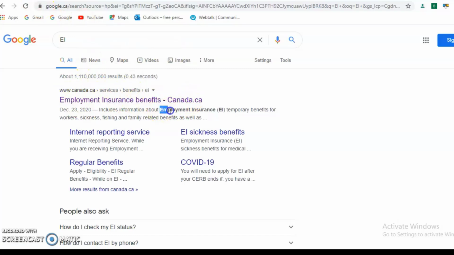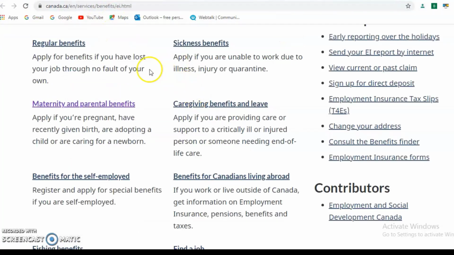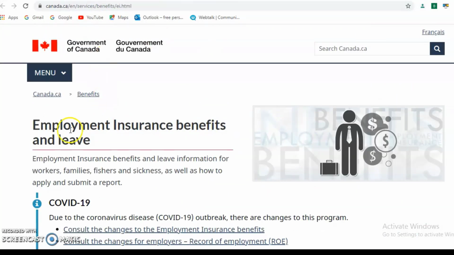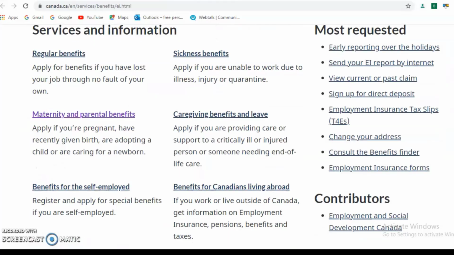In this video, I will demonstrate how to apply online for employment insurance benefits and leave in Canada. Let's begin. To start, go to Google and search for EI or Employment Insurance Benefits. The first link that appears on your screen will be the one you need to click on. Additionally, you can access the employment insurance link directly by visiting the website, canada.ca.